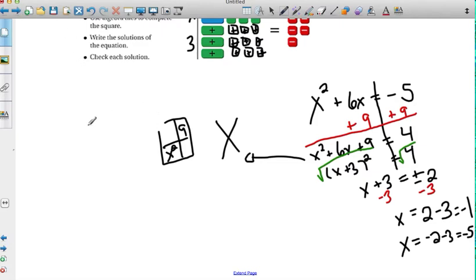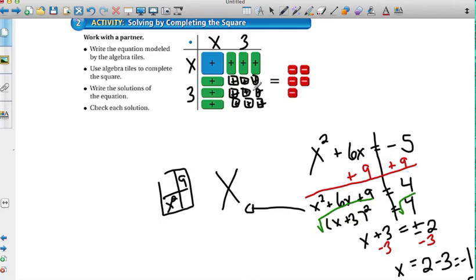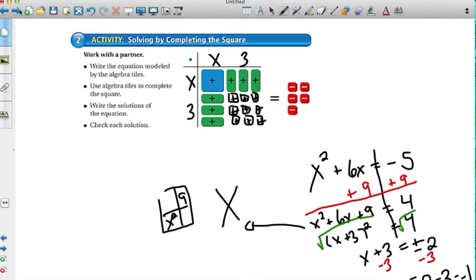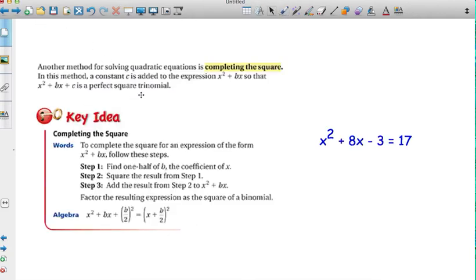Now, using the tiles is nice and neat. Obviously, you will not always have the tiles, so there must be an equation, and there is an equation. Let me show you what that looks like. It says right here, another method for solving a quadratic equation is to complete the square. In this method, a constant c is added to the expression x squared plus bx so that x squared plus bx plus c is a perfect square trinomial. So here it is, completing the square.